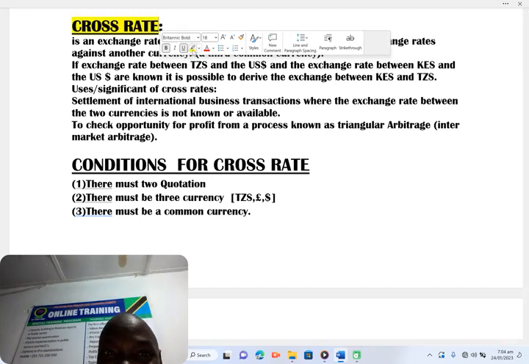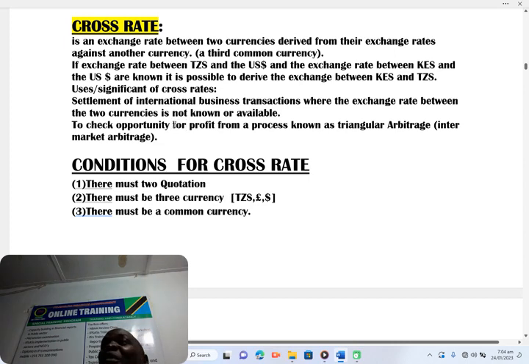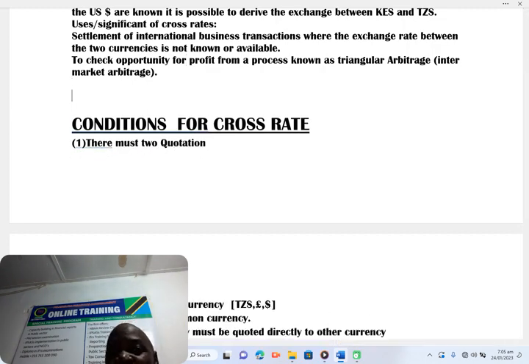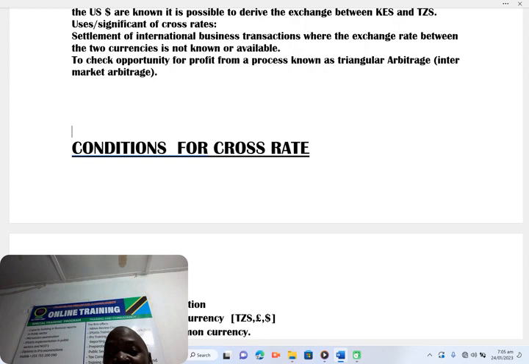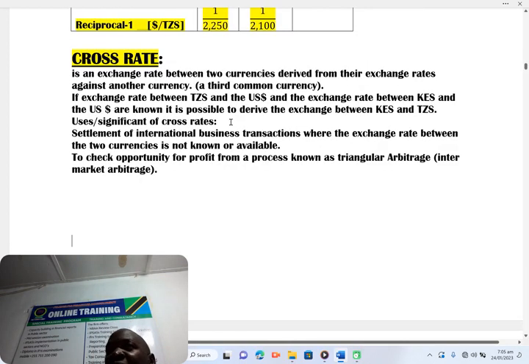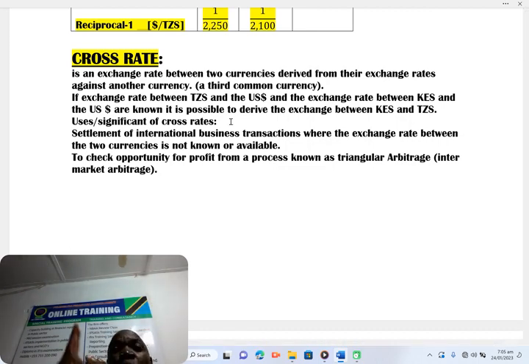If you understand the cross rates, then you have won the match. Am I clear? So cross rates, they are two-way quotation and one-way quotation. What's a cross rate? A cross rate is a situation whereby we have been given two quotations and three currencies.